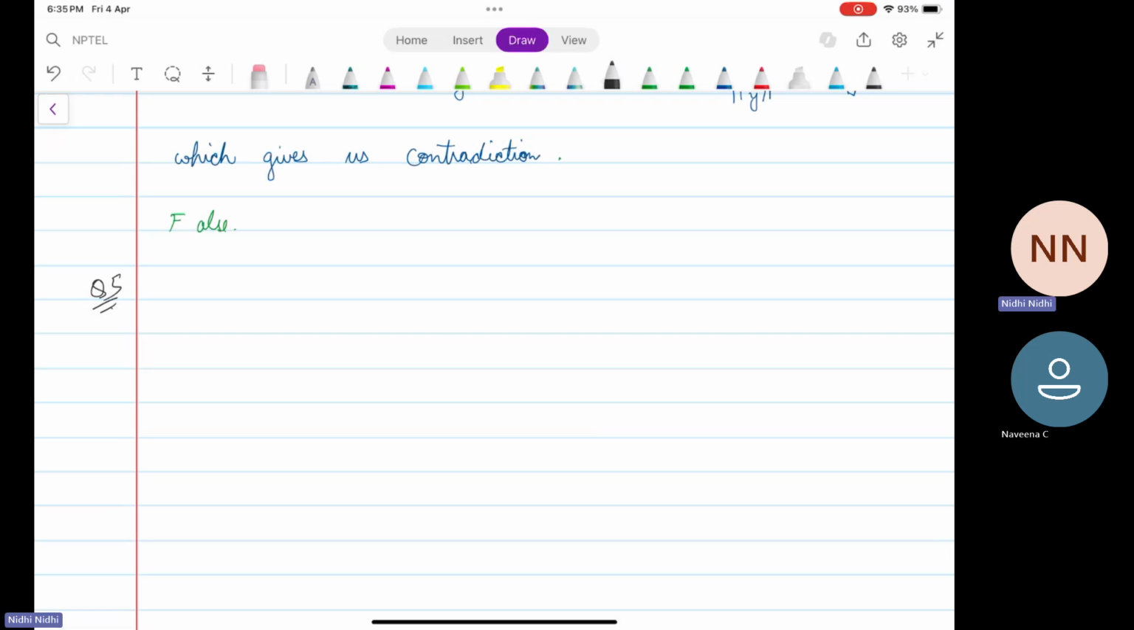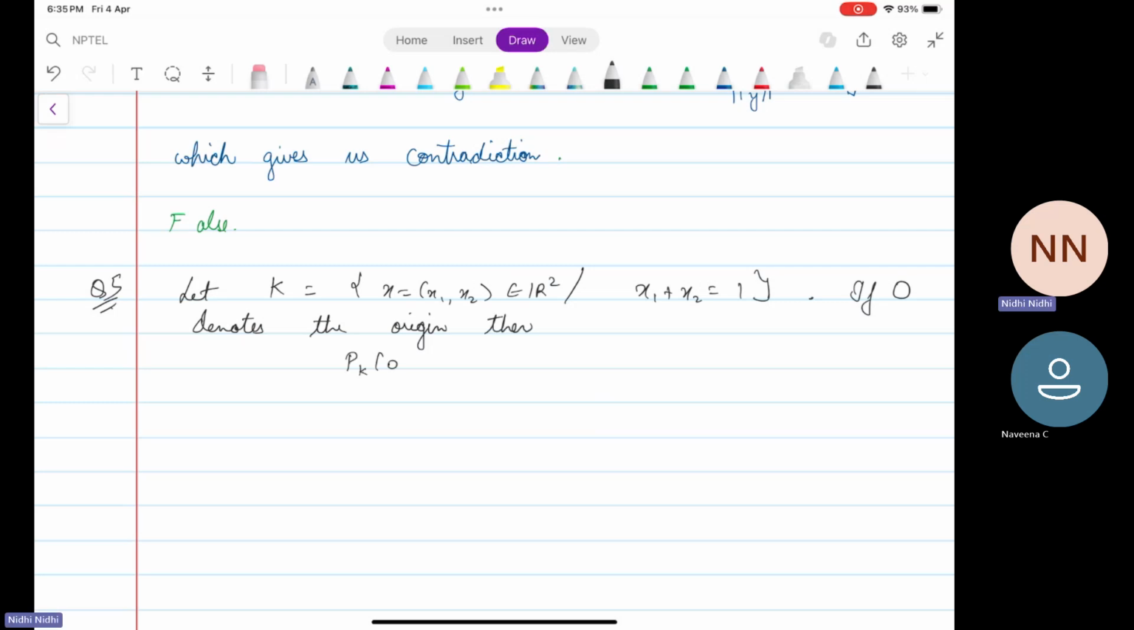Let PK be as defined in the previous problem, and K was some closed and convex set. For this problem, we are taking K to be all those points in R2 such that x1 plus x2 is equal to 1. So this is basically a straight line. If O denotes the origin, then PKO, that is the point in K nearest to the origin, is given by 1 by 2, 1 by 2.